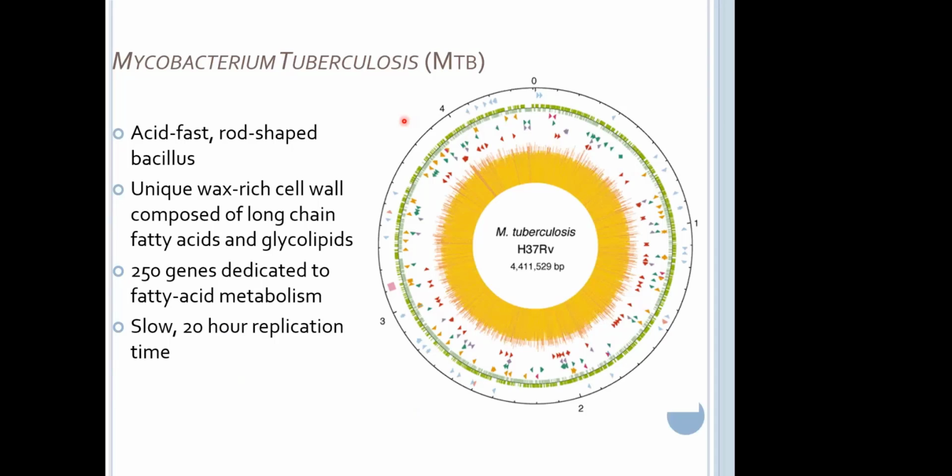So bacteria obviously are divided into different groups based on their genus and species and larger subtypes. And so TB is an acid-fast rod-shaped bacillus, and acid-fast is the description that was used functionally to stain it back before there were genetics. The reason it's acid-fast is that it has this unique wax-rich cell wall composed of long-chain fatty acids and glycolipids. So it's just like sitting in a globule of fat, and that actually provides it with a lot of protection from immune surveillance. It has 250 genes dedicated to fatty acid metabolism and a very slow 20-hour replication time. So it has quite a big genome, 4 million base pairs.